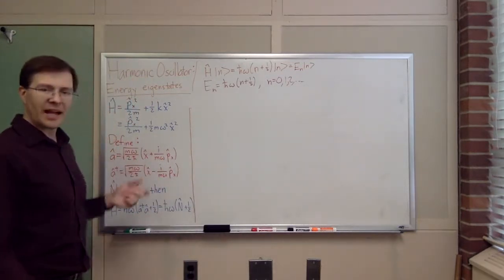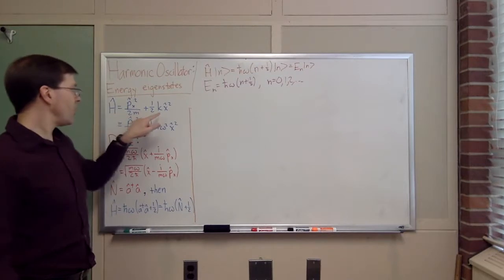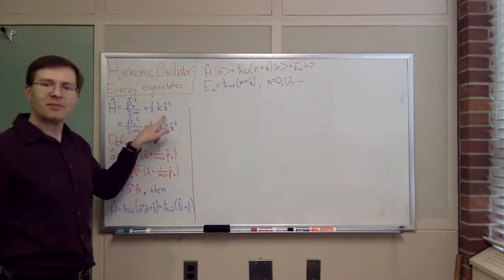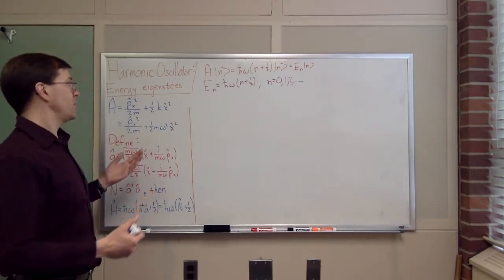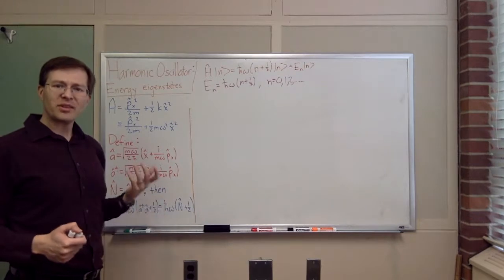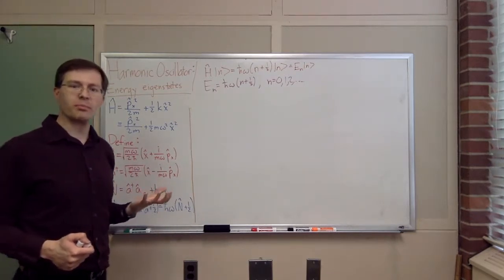That tells me that I can't be in a state where I'm sitting still and where the spring is not stretched. I can't be in a state like that because if I were, I'd have 0 energy. This says the lowest energy doesn't do that. And when you think about it, that makes sense because of the uncertainty principle.